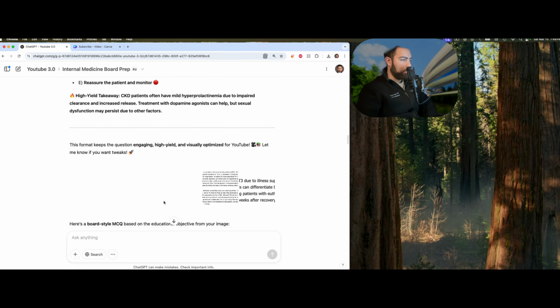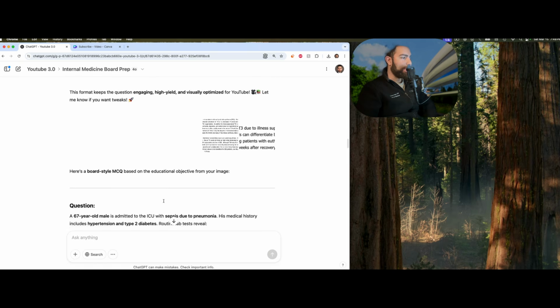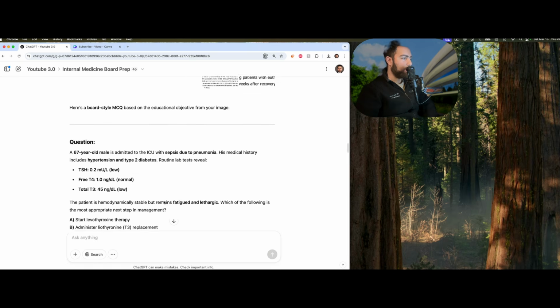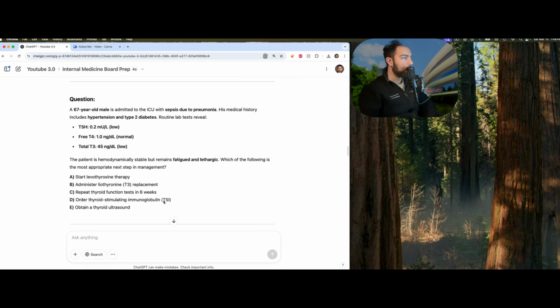All right, this is a 67-year-old male who is admitted to the ICU with sepsis due to pneumonia. His medical history includes hypertension and type 2 diabetes. The routine labs reveal a TSH of 0.2, a free T4 of 1, and a total T3 of 45, which is low. The patient is hemodynamically stable, but he remains fatigued and lethargic. Which of the following is the most appropriate next step? Go ahead and pause the video right here, pick your answer, and let's go through the options together.